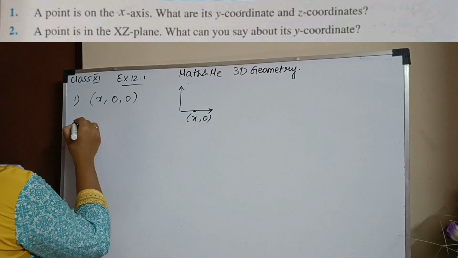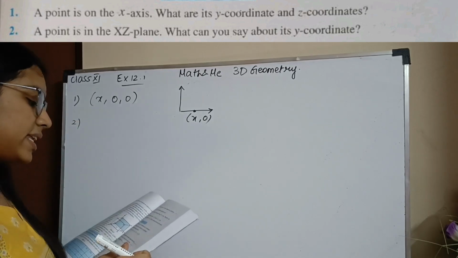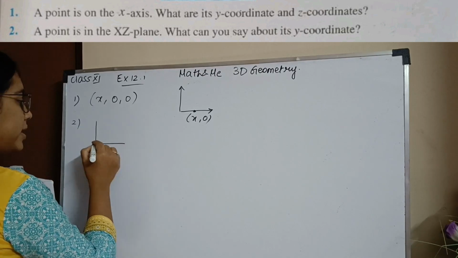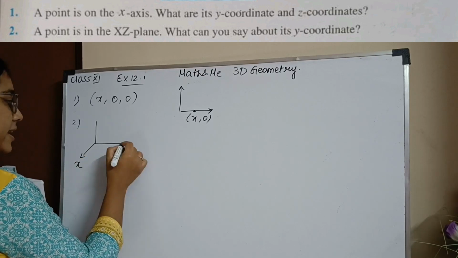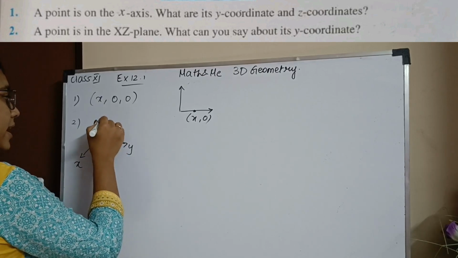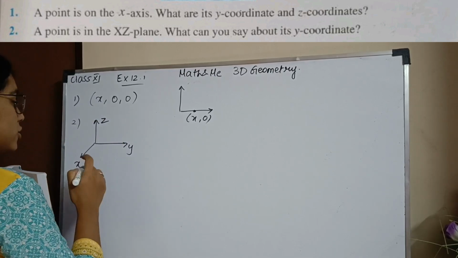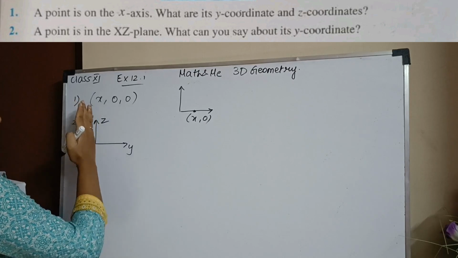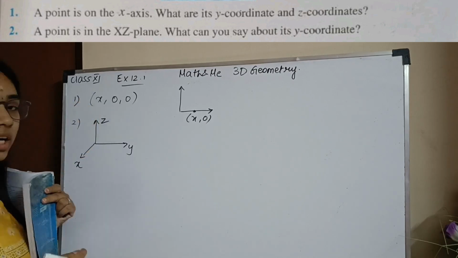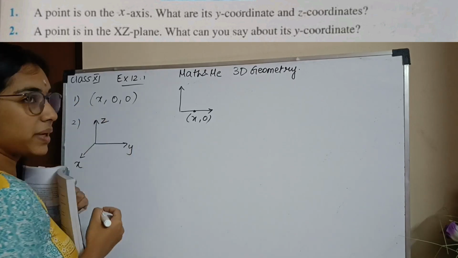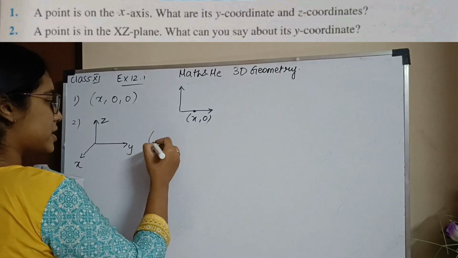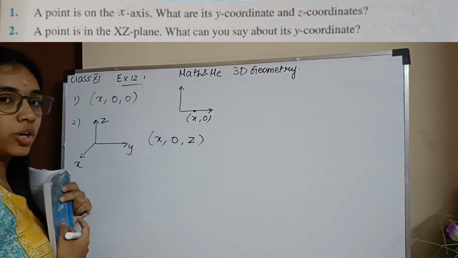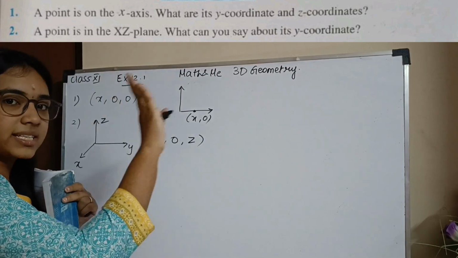Second question. A point is in the xz plane. So basically you have x, y and z. I'll write it like this: x, y and z. So the point is on the xz plane. So basically this and this. So what will be my y coordinate? It is on the xz plane. The y coordinate is obviously 0 because you have the x, you have the z coordinate, but you do not have the y because it is on the xz plane.